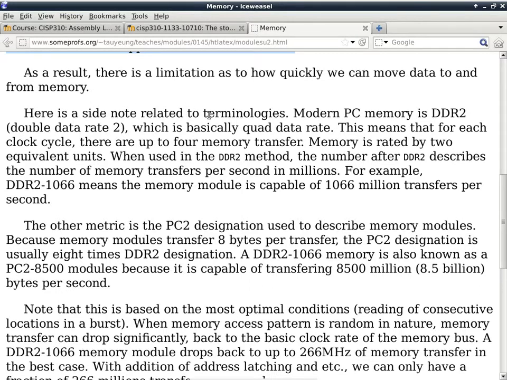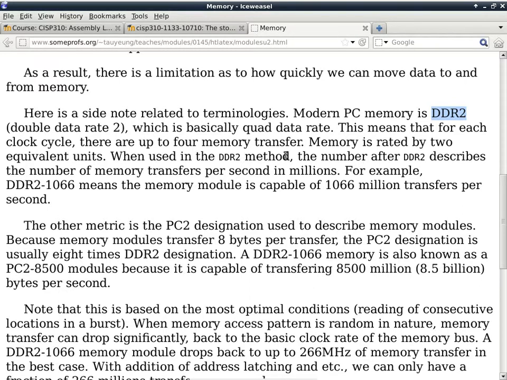There's a side note related to the terminology. Modern PC memory is DDR2, so you can kind of imagine how long ago I wrote this. It is DDR3 now. DDR5. Is it DDR5? But it doesn't matter what DDR we are talking about.